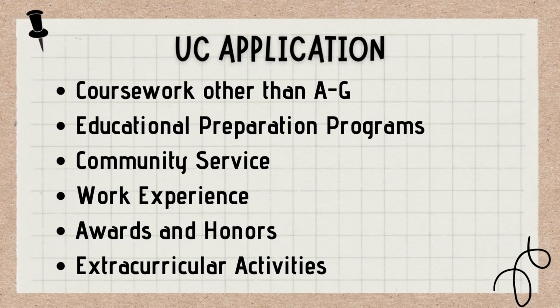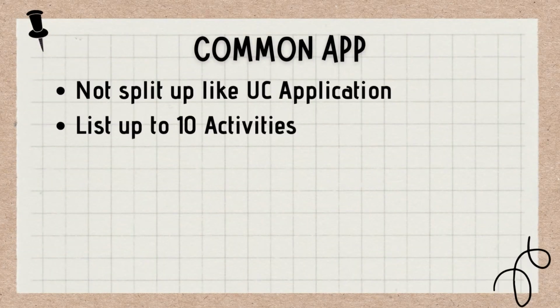The different headers on the UC app are coursework other than A through G, educational preparation programs, community service, work experience, awards and honors, and extracurricular activities. For the Common Application, it is similar, but unlike the UC app, they don't split their activities section into different categories. You can include anything you want: arts, sports, clubs, employment, personal commitments, basically anything outside of the classroom that you're doing would fall into the activities section.